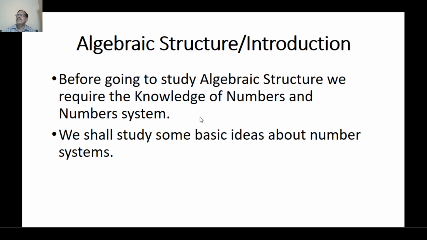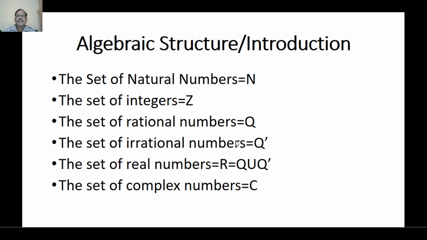Before going to algebraic structures, we require some knowledge about numbers and their number systems. We shall study some basic ideas about number systems and numbers. There are several number systems. The important ones are the set of all natural numbers, denoted by N, the set of all integers denoted by Z, the set of all rational numbers denoted by Q, the set of all irrational numbers denoted by Q dash, the set of all real numbers denoted by R, and the set of all complex numbers denoted by capital C.